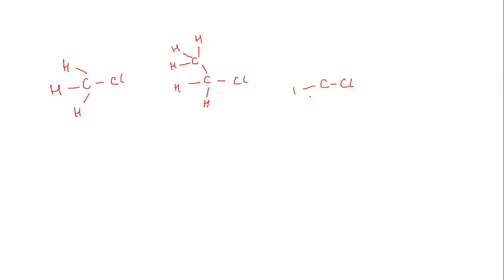Methyl chloride will have 3 CH bonds and one halogen. Ethyl chloride will have 2 CH bonds, one Cl, and one CH3 group, which means this carbon has 3 hydrogens attached. Now for secondary, it has one Cl, one hydrogen, and 2 CH3 groups.